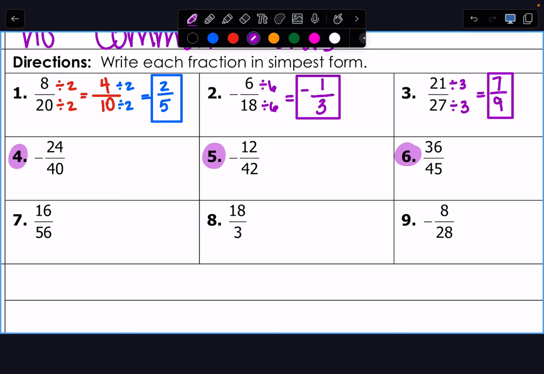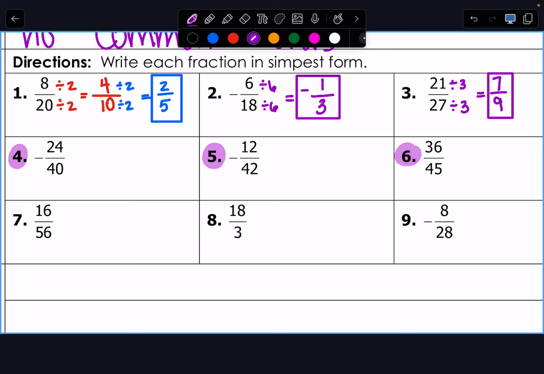Okay, so which one are you looking at? 4. Okay, so when you look at those numbers, is there one number that can divide into both of them? I know that 24 divided by 2 is 12. Okay, 2. So we can divide both of those by 2, right? Do it. That's right.